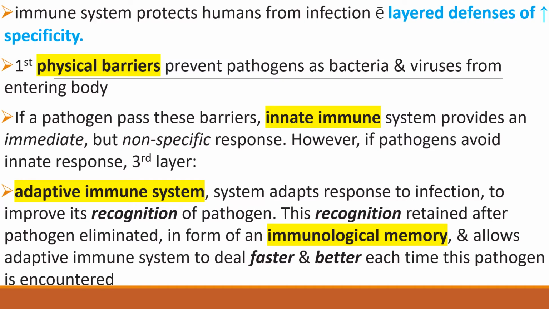However, if pathogens avoid the innate response, a third layer will deal with the antigen. It is the adaptive immune system. This contains a response to infection to improve its recognition of the pathogen. This recognition is retained after the pathogen is eliminated in the form of an immunological memory and allows the adaptive immune system to deal faster and better each time this pathogen is encountered.